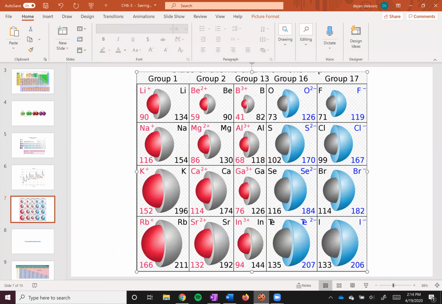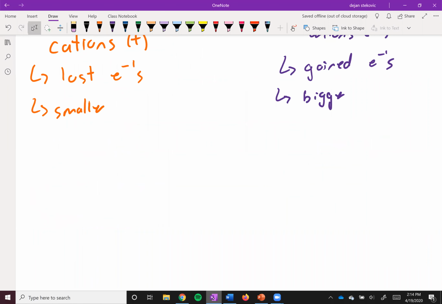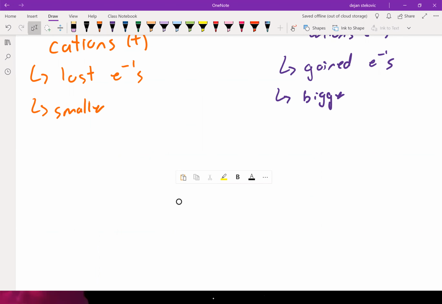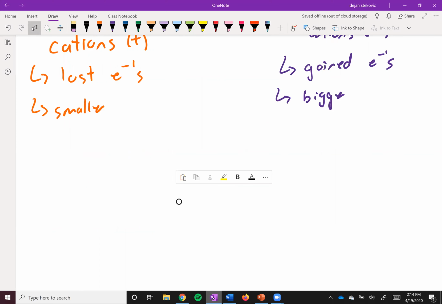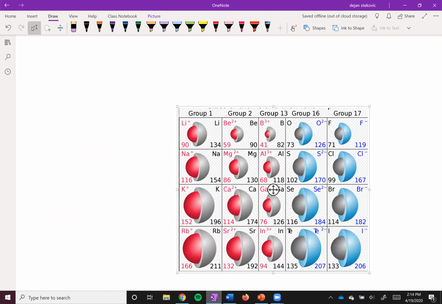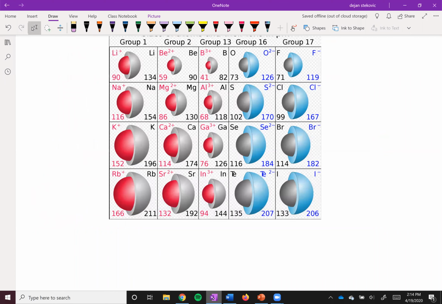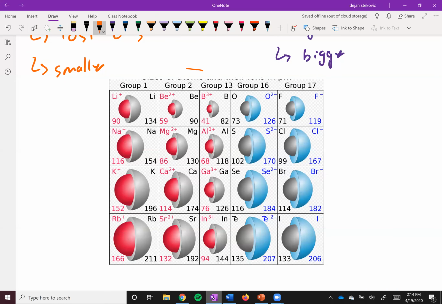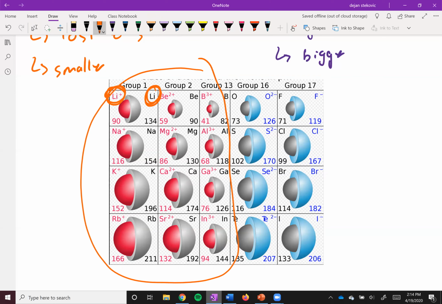And so that's what this picture here shows you. On the left here, you have cations. And so, for example, lithium in its neutral state is bigger than lithium plus, right? This one's 134, I think, picometers. This one's 90, and then vice versa for anions, right? Neutral oxygen is going to be smaller than a -2 charged oxygen.